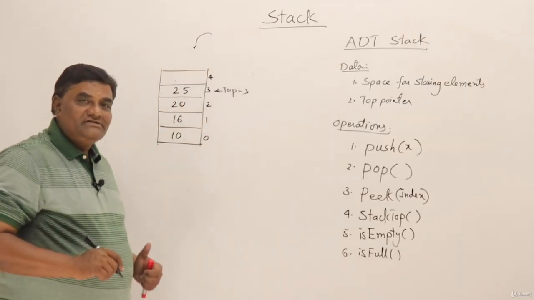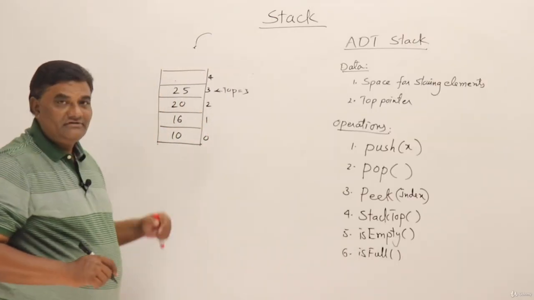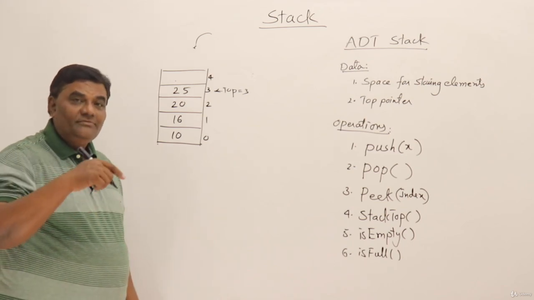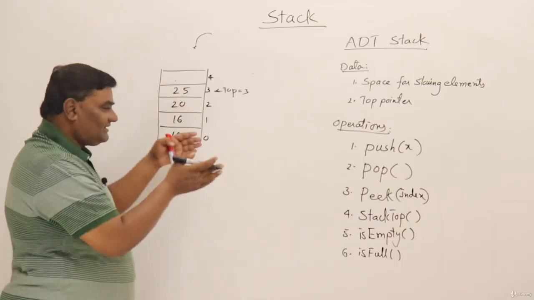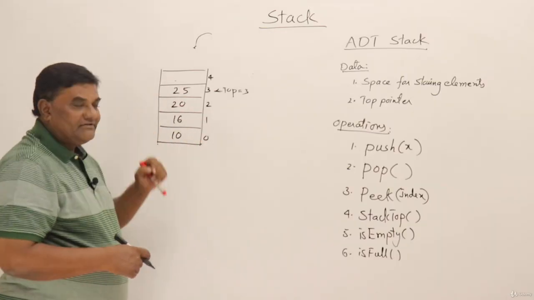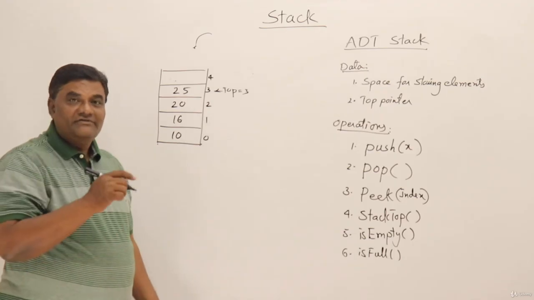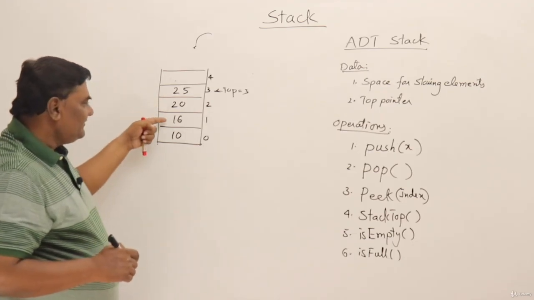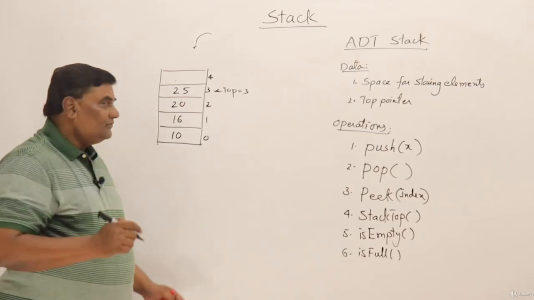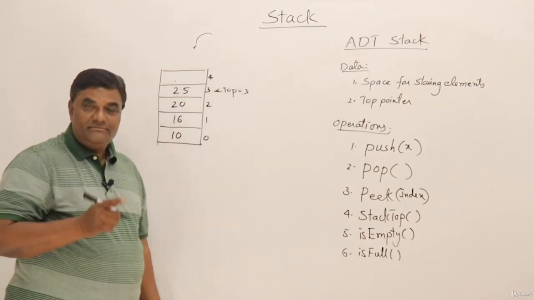So which is the first value inside the stack? 25. So first means not based on insertion, but based on deletion. So if this is a stack like a can, and I look into the can, the topmost value that I find is 25. So the first value is 25, the second value is 20, the third value is 16, the fourth value is 10. So I want to know which is the third value. I should get the answer 16 from the top.